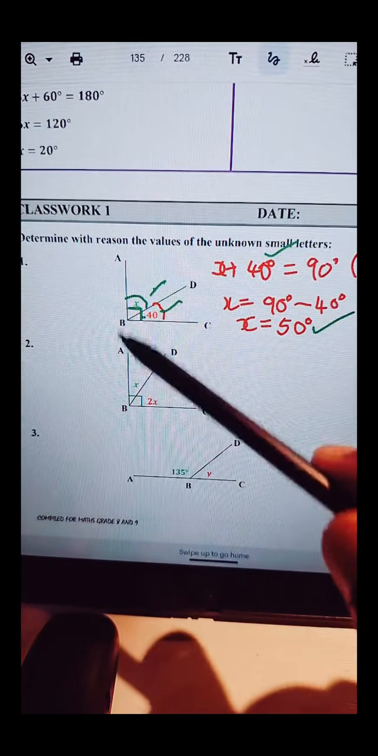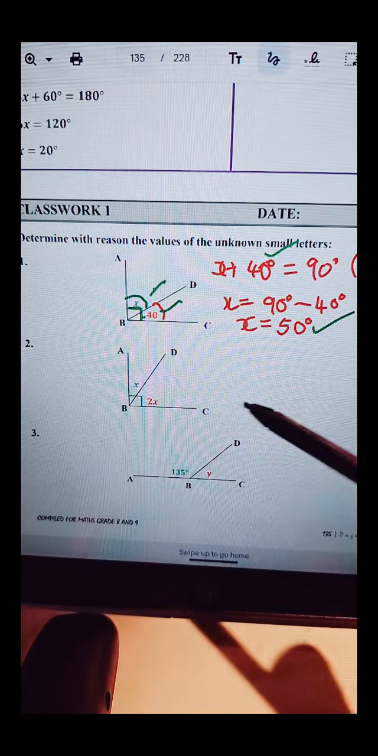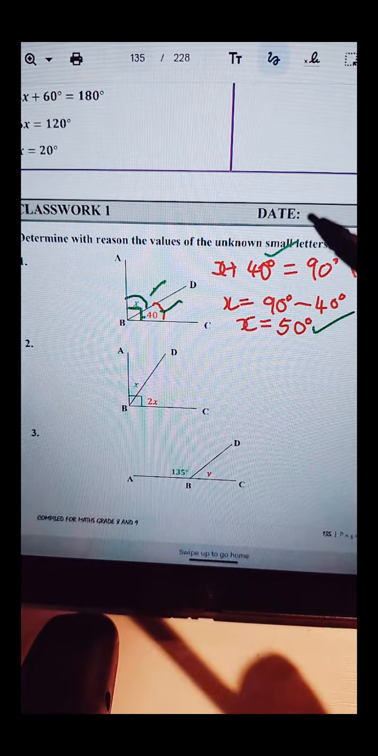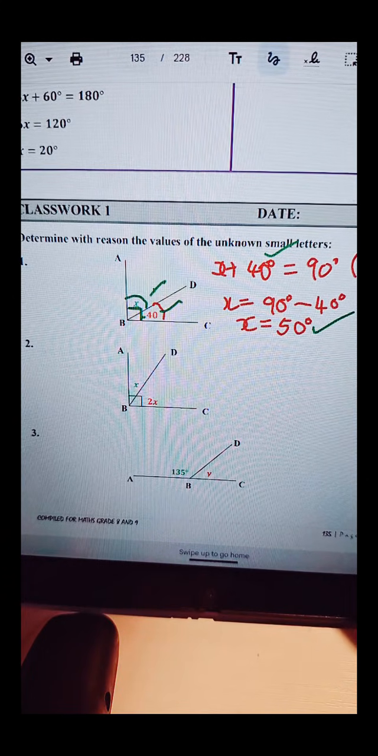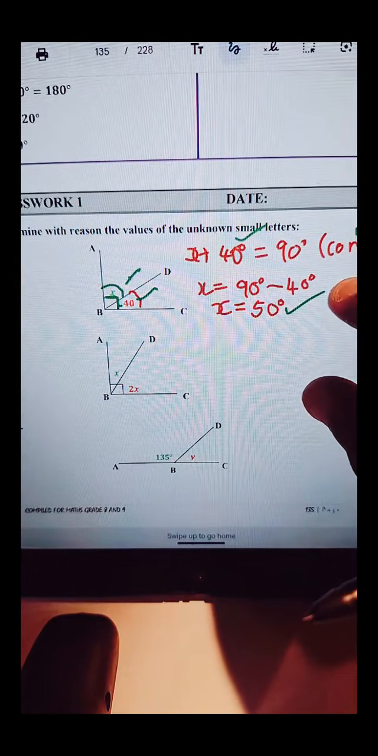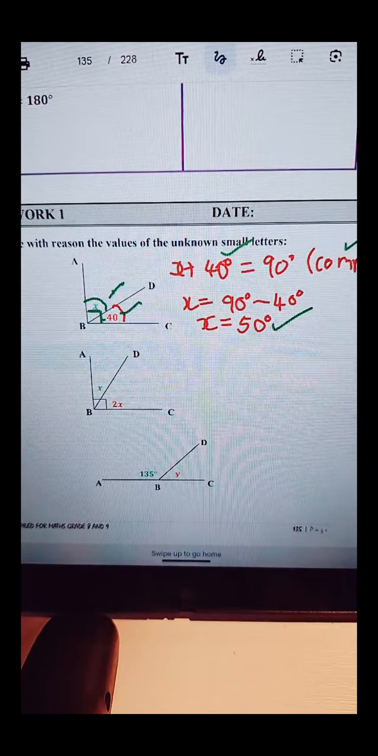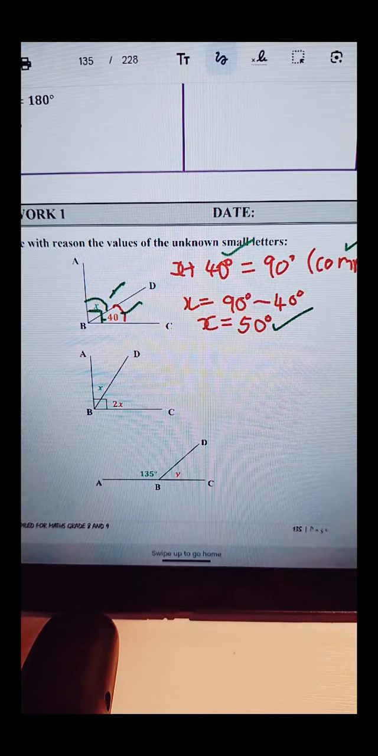Let's move on to the second question here. What about here? x and 2x. We want the value of x. Determine, with reasons, the values of the unknown, small letter x. So how would we go about the next question, guys? How do we solve this? We want the value of x there. What do we do now for this problem?